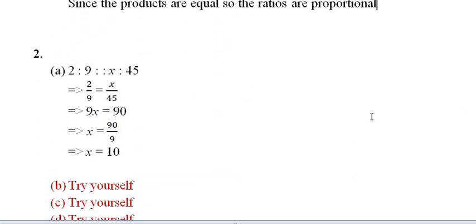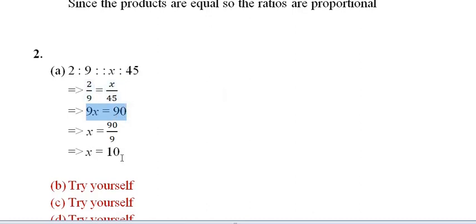So it's very simple. We can write this ratio, I mean the proportion, this expression of proportion as 2 by 9 equals x by 45, because they are in proportion. After writing this step, we can do the cross multiplication. So it will be 9x, and 45 into 2 times it will be 90.